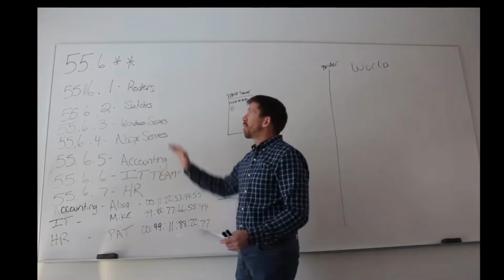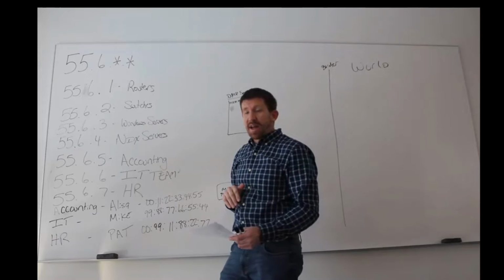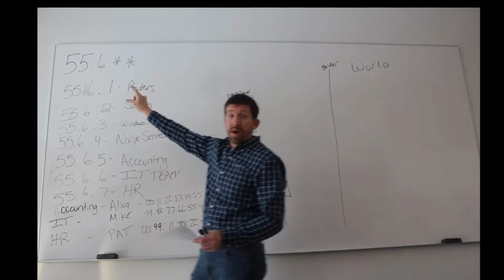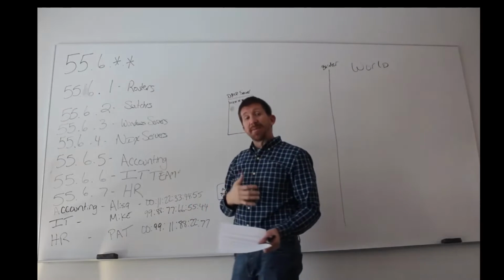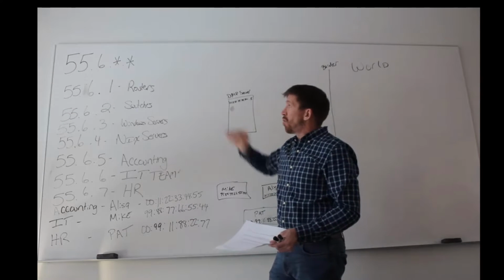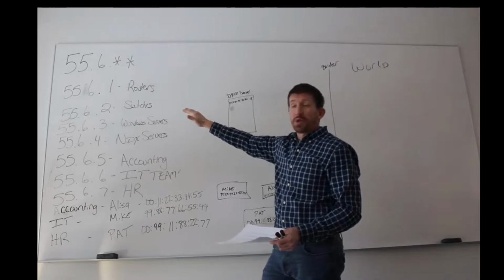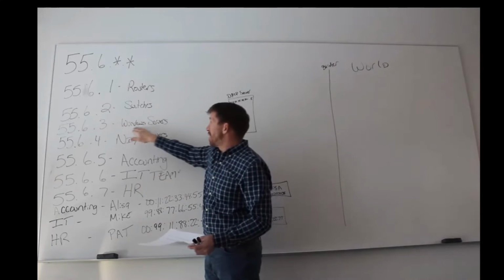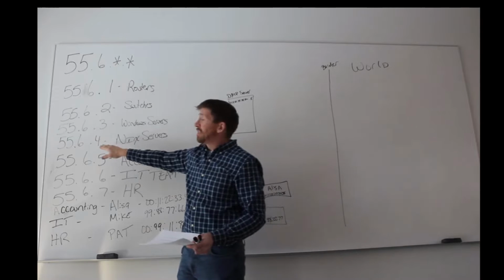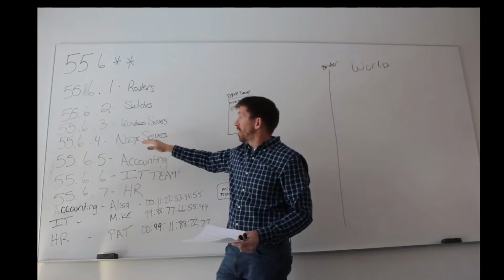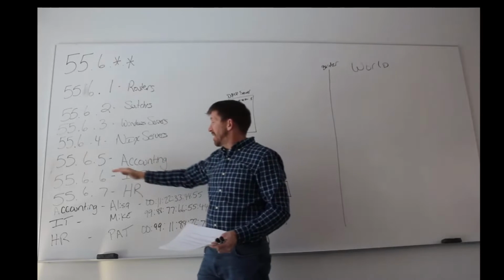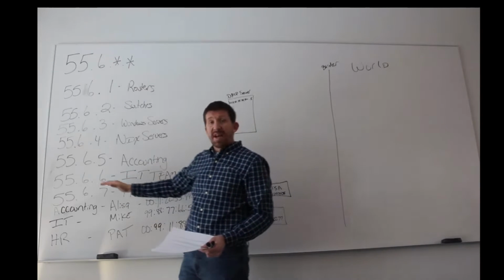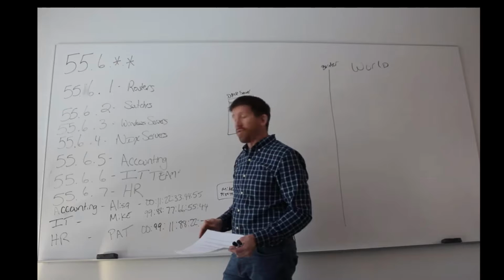In this scenario, we're going to assume we are an organization that bought a Class B network of 55.6. We've predetermined as a business that 6.1 is going to be for our routers, .2 is for our switches, .3 is for our Windows servers, .4 is for our Unix or Linux servers, .5 is going to be the accounting team, .6 is the IT team, and .7 is human resources.